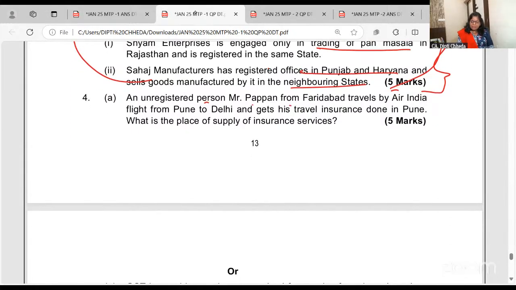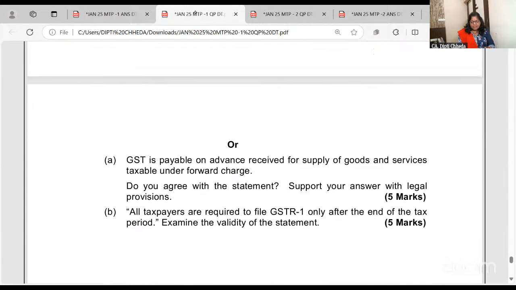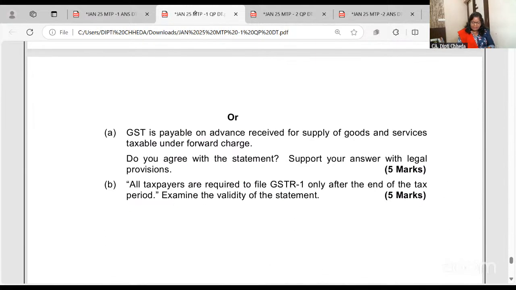An unregistered person travels by Air India who's from Faridabad from Pune to Delhi. He gets travel insurance. If he's registered, then his place. If not, from where he started his journey, Faridabad. So that will be the place of the supply. Okay. And these are theory questions you can do.